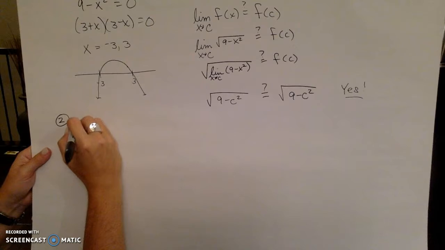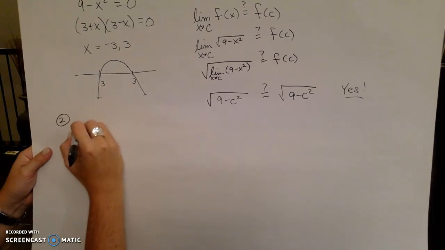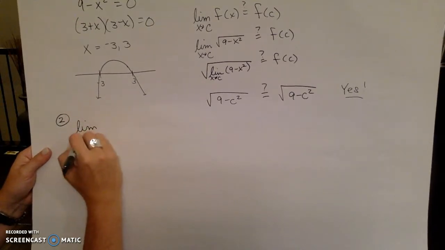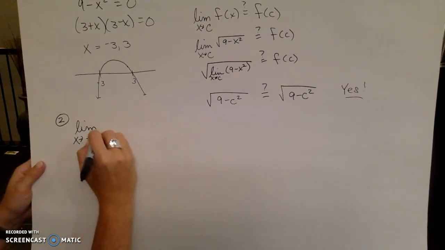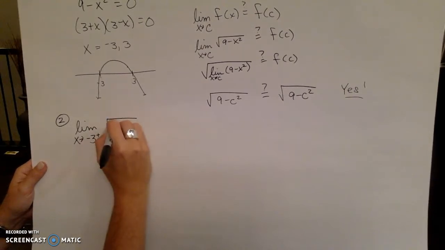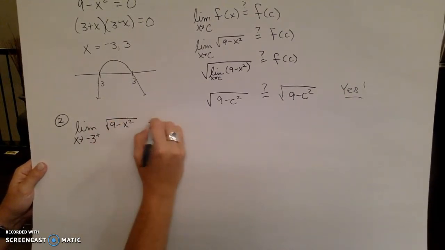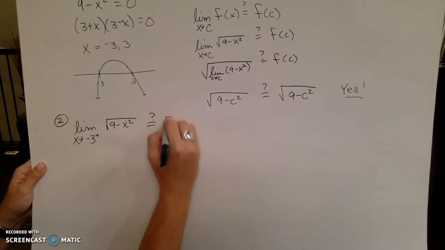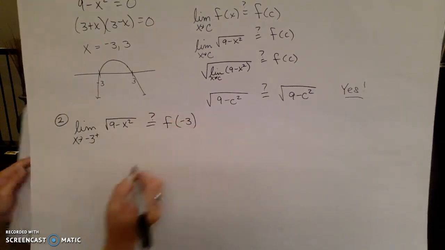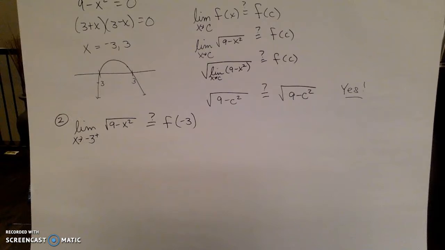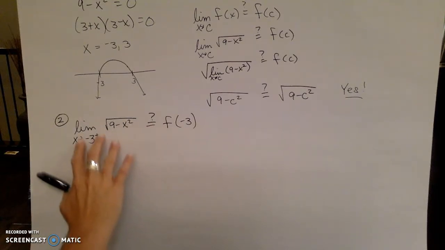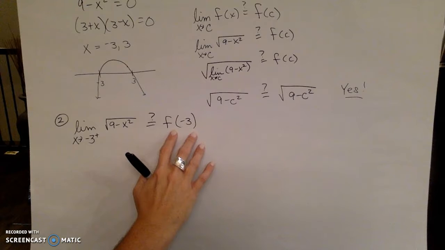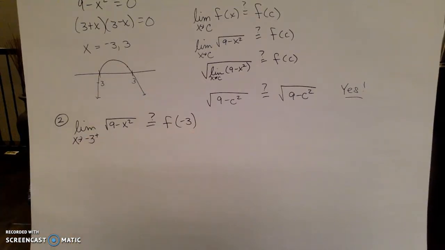Then we need to know, is the limit as x approaches -3 from the right of the square root of 9 minus x squared the same as f of -3? Okay, so that's how we'll know if it's continuous from the right. Again, keeping in mind that those conditions for continuity are that the limit exists, that f of -3 is defined, and that they're equal to one another.